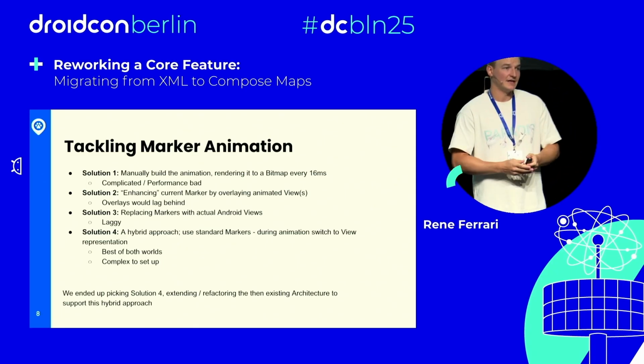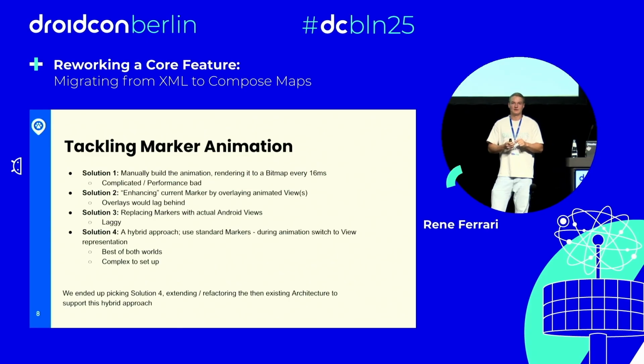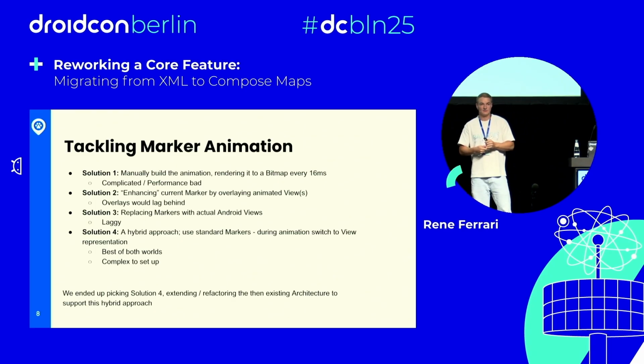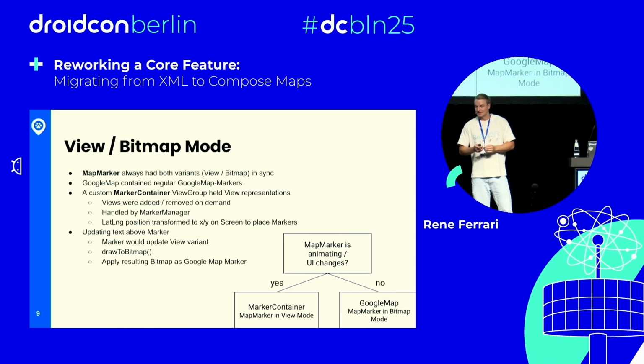So the solution I ended up with was tying both things together, basically using the bitmap representation wherever possible, whilst no animation was running or no complex UI update was coming. And whenever I needed to animate or update the view in a more complex way, I would switch to the view version, update the view version, draw the bitmap, export the bitmap, push it into a Google Map marker, show it on the map, and that worked quite well. But it had its drawbacks.